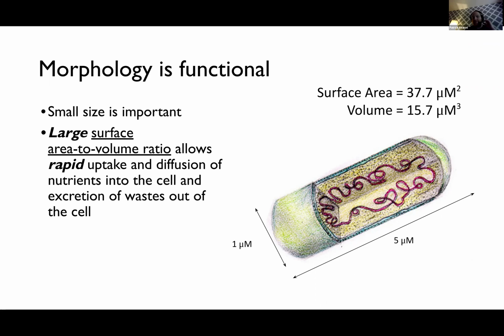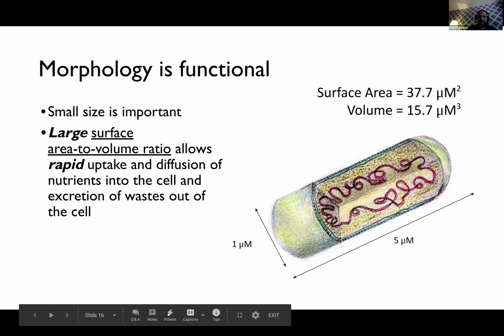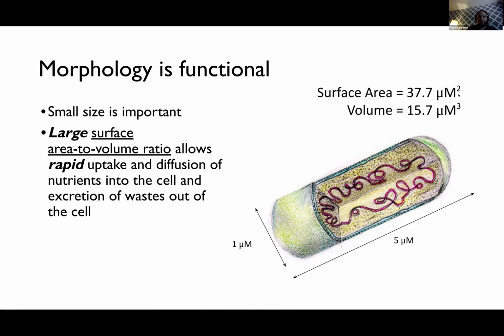And what bacteria end up having is a very large surface area to volume ratio. And what does that mean? Well, let's take a hypothetical bacteria here. It's 1 micron wide by 5 microns long. We can use math and calculate the surface area of a rod. It gives us 37.7 microns squared. Then we can calculate the internal volume at 15.7 microns cubed.